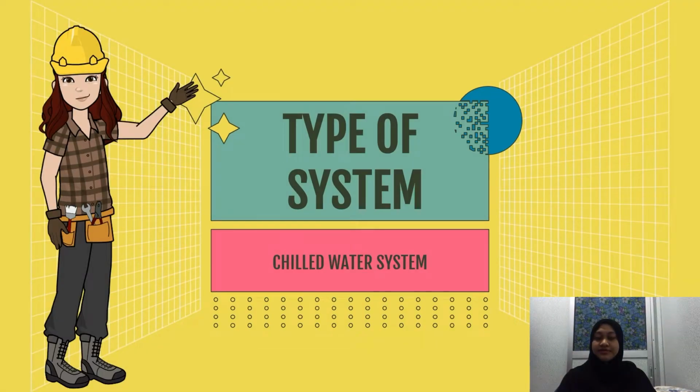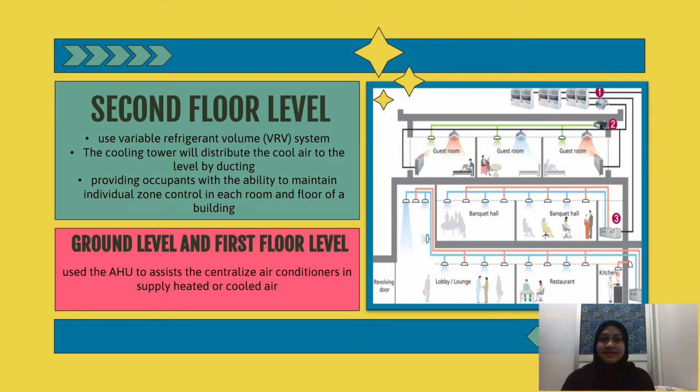My name is Nur Shifa binti Hashim. My matric number is 2020-896-626. The figure presents a chilled water system used in this commercial building, which consists of a roof-mounted cooling tower and a chiller.